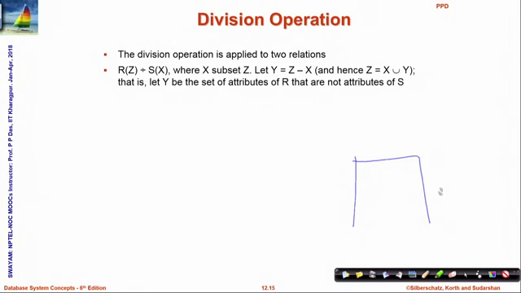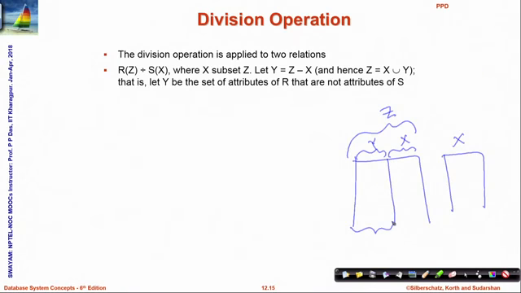So, this is what we have: this is my x set of attributes, this is where x occurs, this difference is y, this whole set is z. Now, in this we want, in the output, a relation having only the y attributes such that for every tuple in that relation, if I consider all the tuples of S, then their cross product must be a part of R.